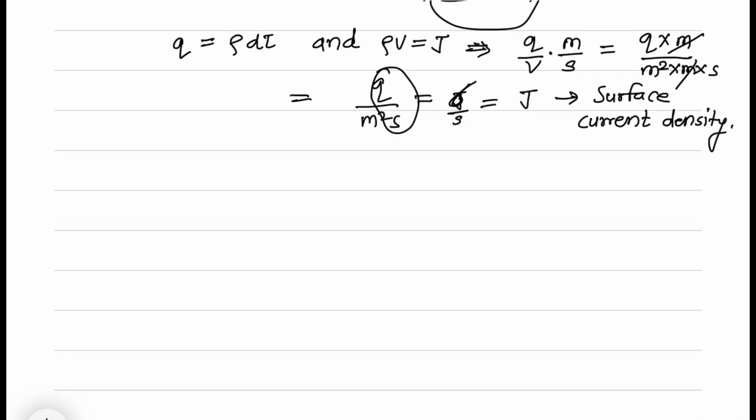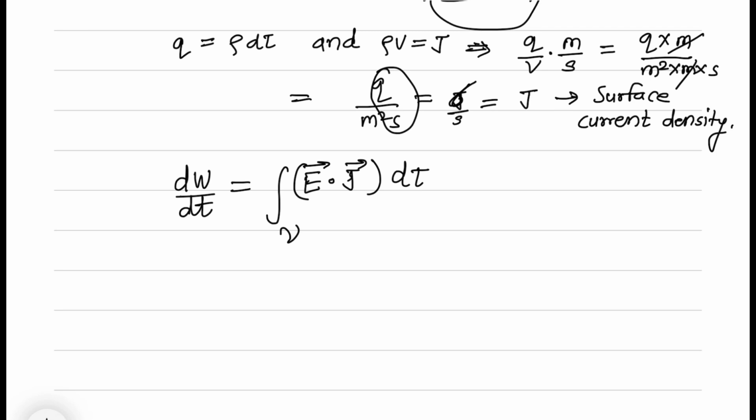Now if we take the rate at which work is done on all the charges in the volume V, that dW upon dt is given by the integral of E dot J d tau over the volume V, where E is the electric field and J is the current density. Here E dot J is the work done per unit time per unit volume, which is to say the power delivered per unit volume.